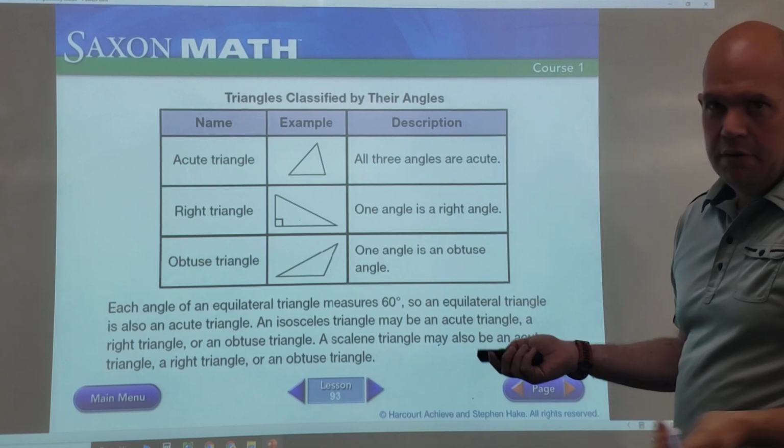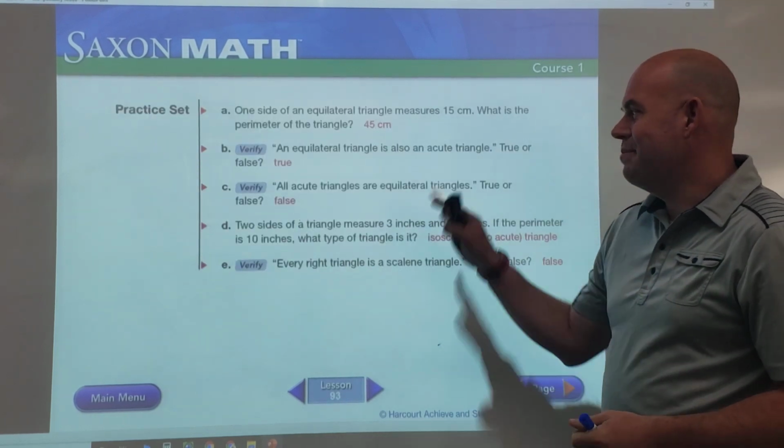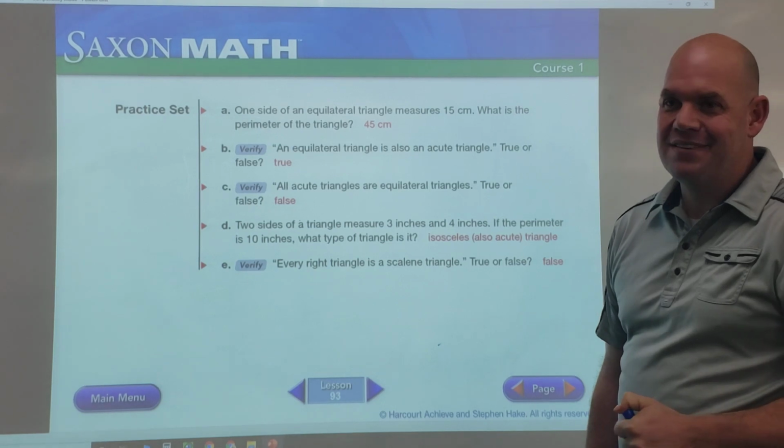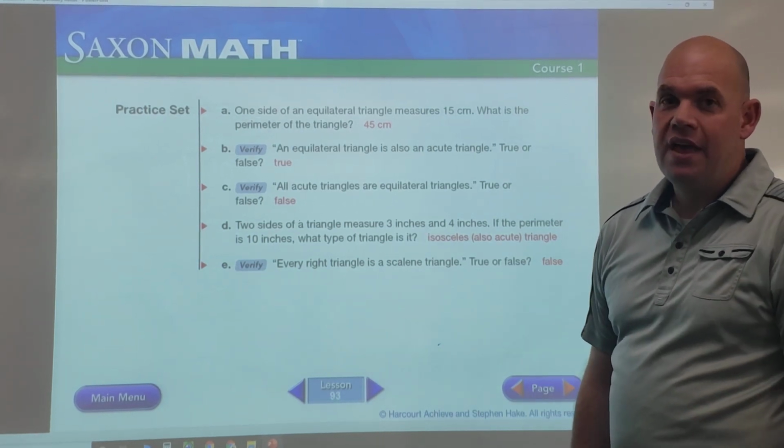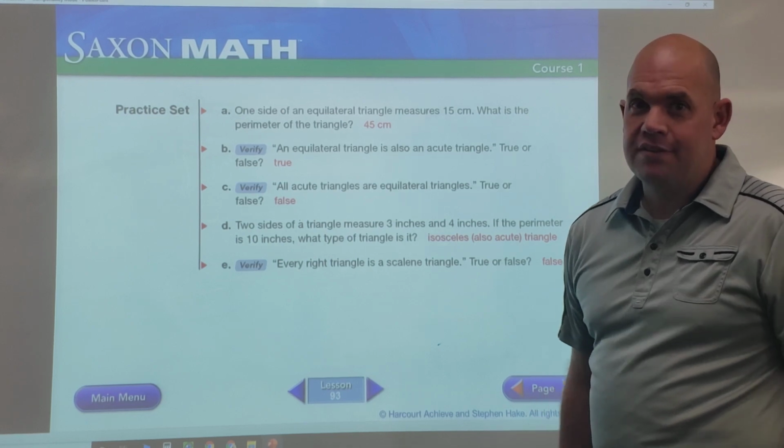I'm not going to go over any of that. So here's your practice. I already put the answers up there. Today we're just going to practice identifying those kinds of triangles, and it's just good practice. All right, good luck.